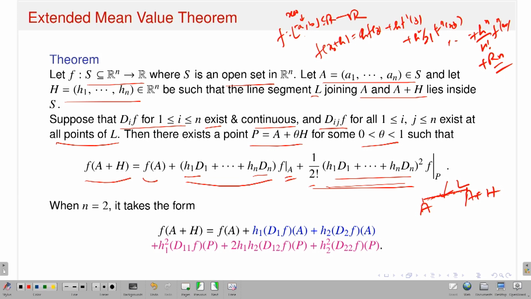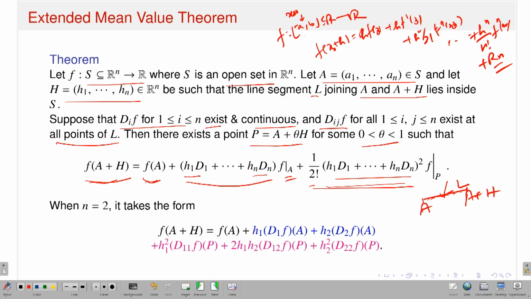So I am starting with my function along with the assumption that first order partial derivatives exist and are continuous, and second order partial derivatives exist, on the line segment joining A and A plus h. Then I am assuring you that there exists a point A plus theta h, that means in the line segment L, such that f of A plus h can be written as f of A plus h1 d1 up to hn dn.